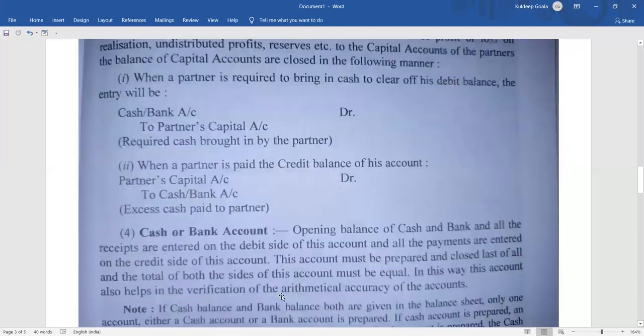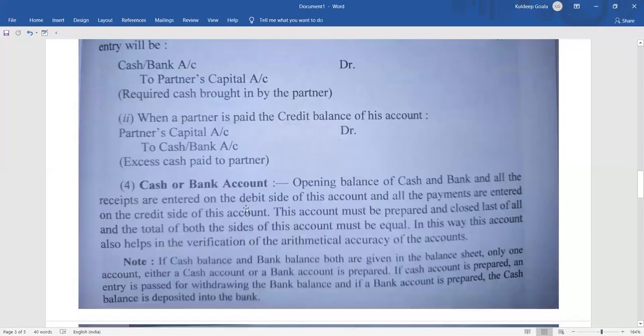Then coming to the next one, the cash and the bank. You transfer all the opening balance of cash as well as the opening balance of bank. If the cash is there, then you prepare only the cash account. If the bank is there, then you prepare only the bank account. And if both are there, you have to prepare any one. You can prepare cash or you can prepare bank, no problem. But generally it will be better you prepare the bank account. Okay, if both are there, you prepare the bank account.